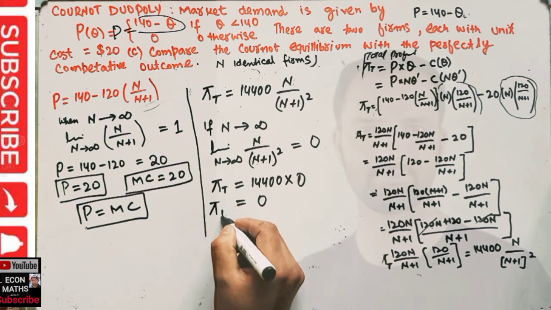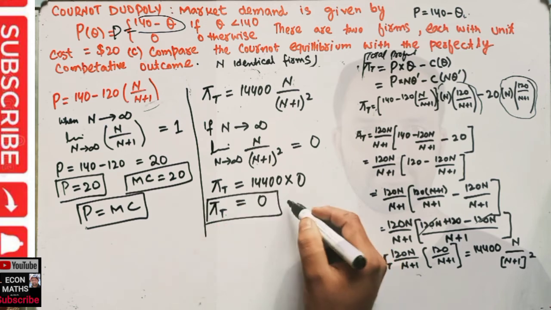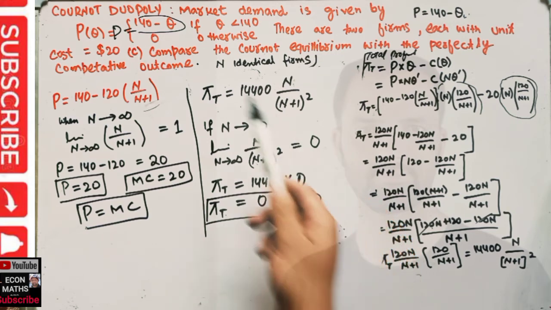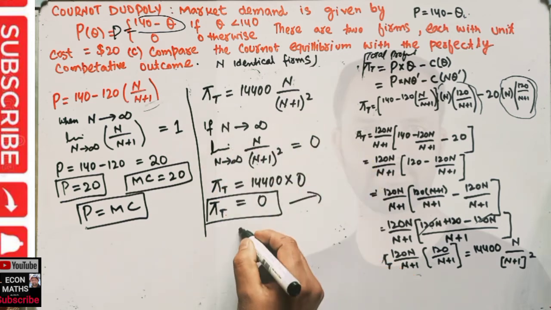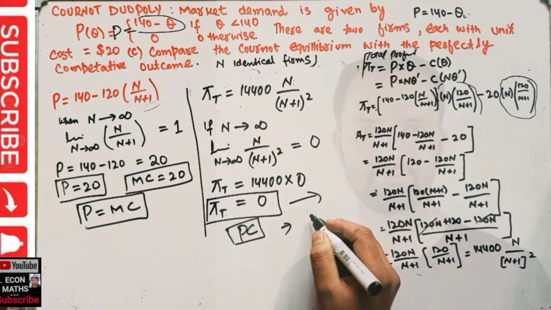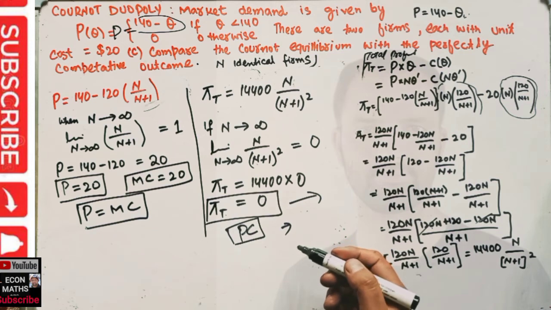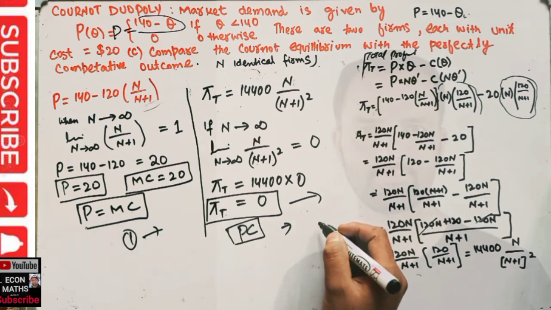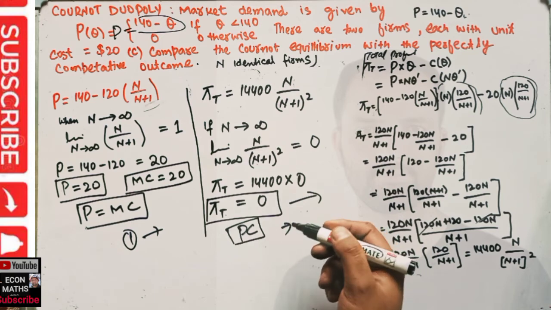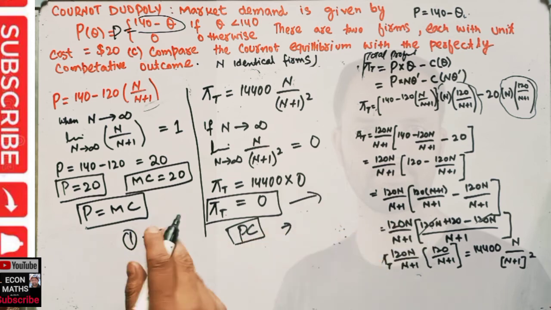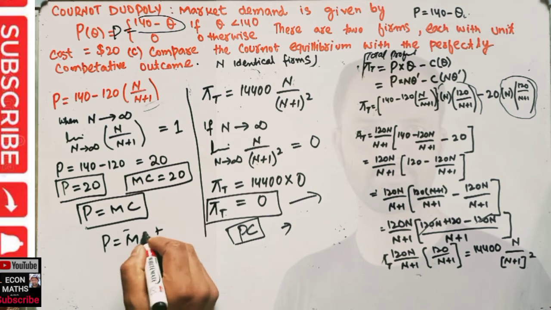That means profit, when we have an infinite number of firms in Cournot equilibrium, is 0, and this is the same condition for perfect competition. In perfect competition we have zero profits in the long run. So the first condition we got is price equal to MC in the Cournot equilibrium. The second is that the firms earn zero profits. Okay, we got the two things here.